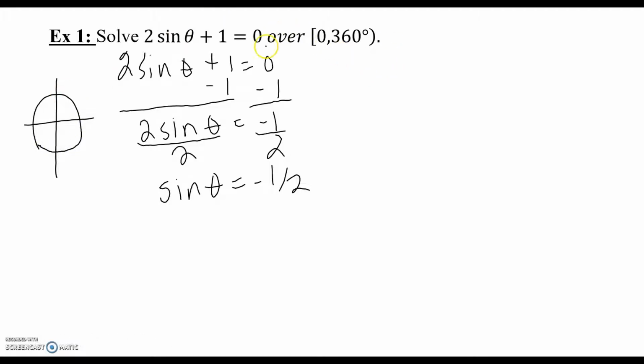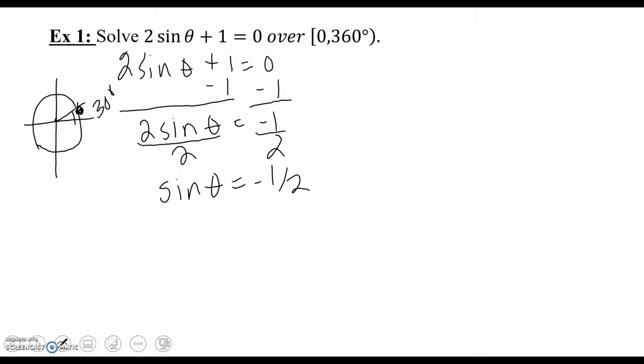And notice here it says over the interval from 0 to 360 degrees. First of all, that lets us know that it wants us to put our answer in degrees. And second of all, that lets us know it only wants us to go around one rotation, okay? So if I go around one rotation, where is sine of theta negative 1/2? Well, first of all, sine of theta is 1/2 here at 30 degrees. So remember, that's where sine is 1/2. So that is the reference angle that we will use.